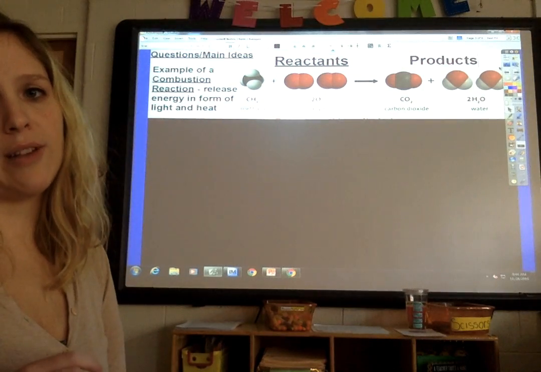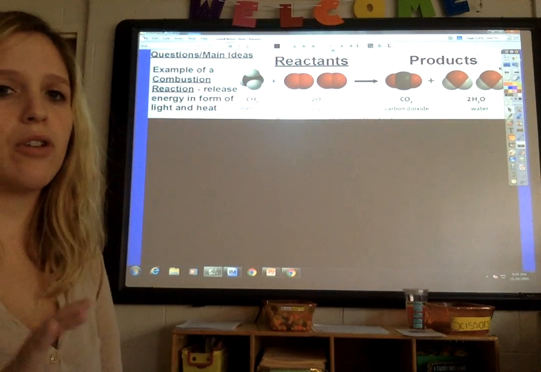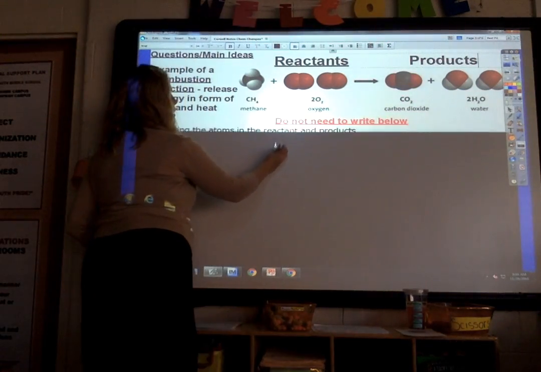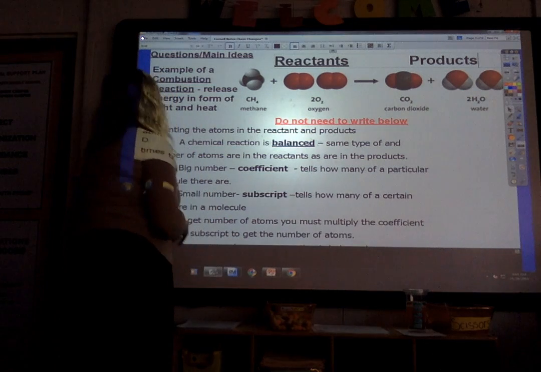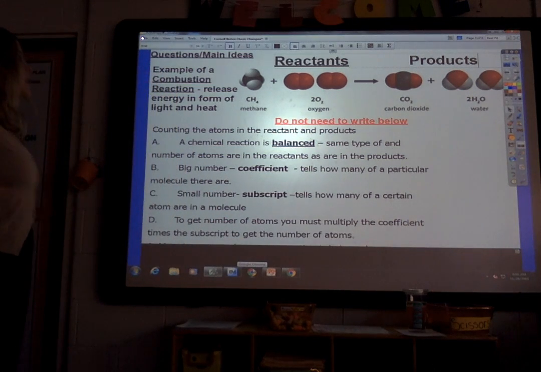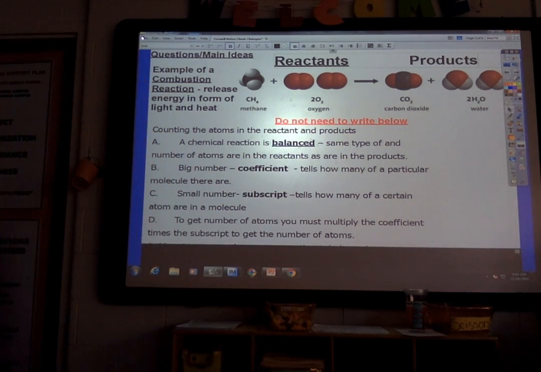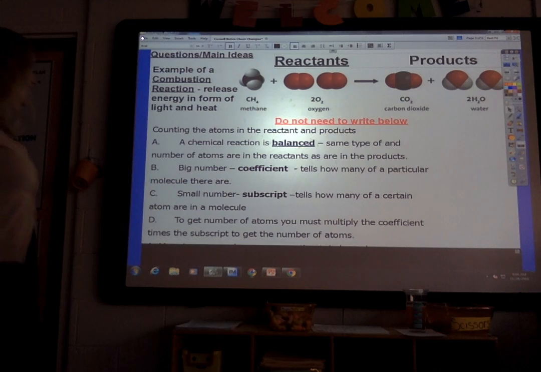Now you don't have to write this, but this is going to kind of help you with your lab tomorrow. Okay. If we looked closer at this chemical reaction, you would see that it is balanced. There's the same type of and number of atoms in the reactants as there are in the products.